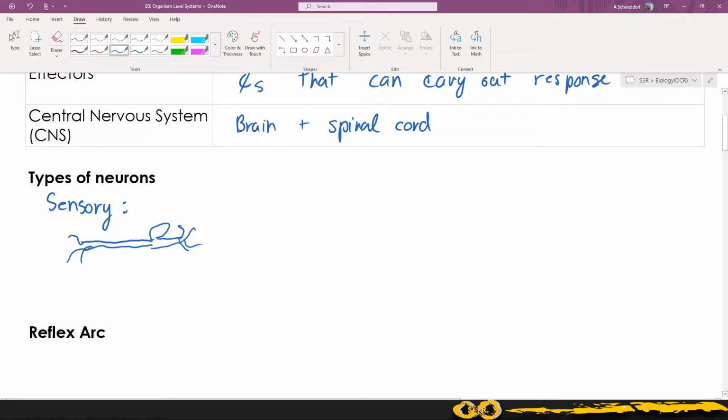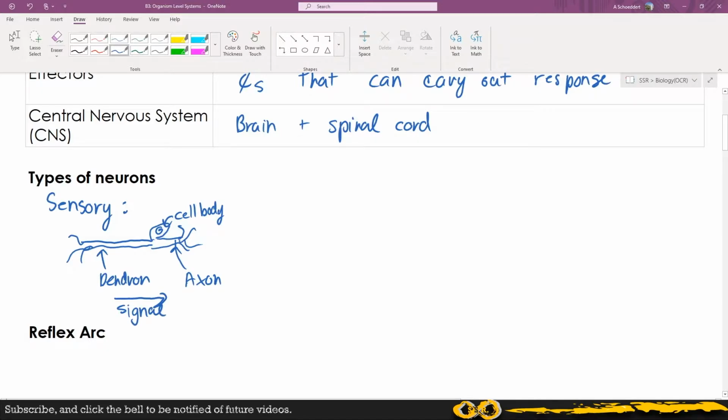As you know, I'm not an art teacher. This part of the nerve cell is called the dendron. And then there is a cell body with a nucleus. And then coming out the other side, there is an axon. And the signal will move this way along from the dendron through into the axon.